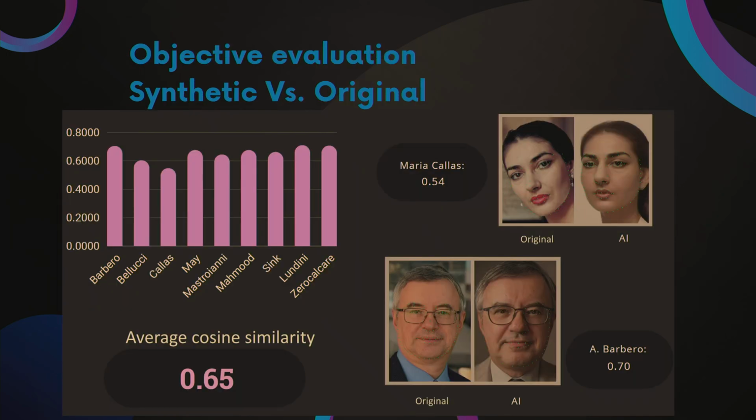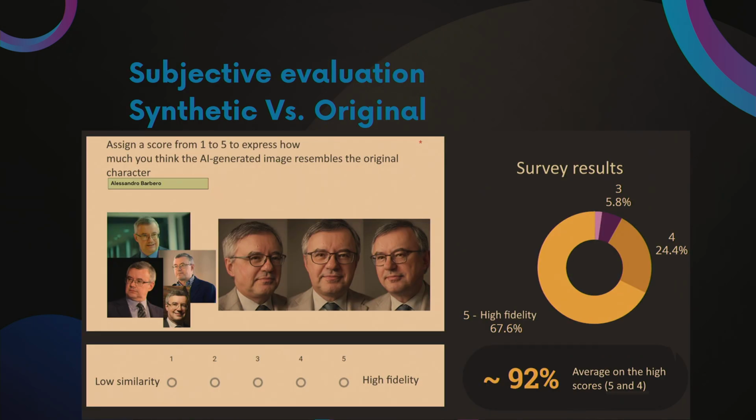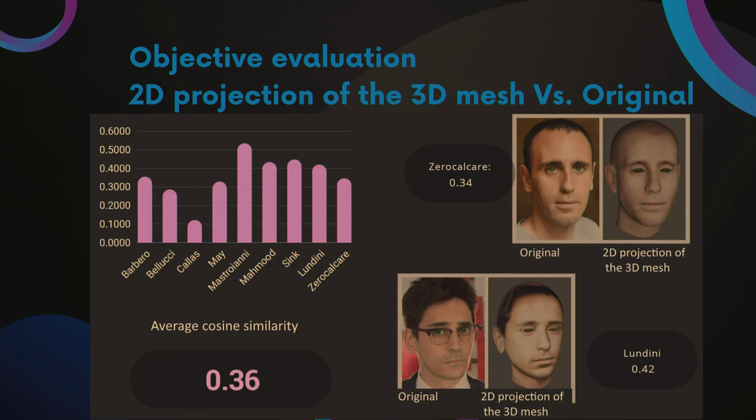And here is the result. This is the evaluation between the best picture from Stable Diffusion versus the original one, on 9 characters. And as you can see, the average cosine similarity is 0.65. And just to let you know, when it's greater than 0.5, this means that the two pictures show the same person. So this is a good score, and this score is confirmed by the subjective evaluation, because as you can see here, summing the highest scores, that means score 4 and score 5, we got 92%. It is a confirmation of the objective evaluation.